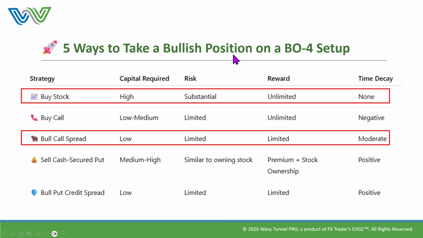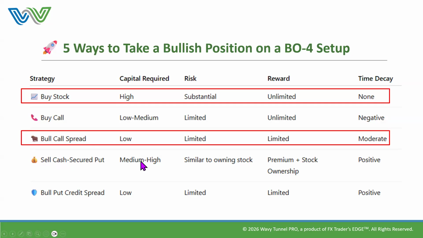And again, 5 ways to take a bullish position on a breakout 4 setup. You can buy the stock. So if the price is low, you can buy the stock. You can buy a call. You can do a bull call spread. You can sell a cash secured put.